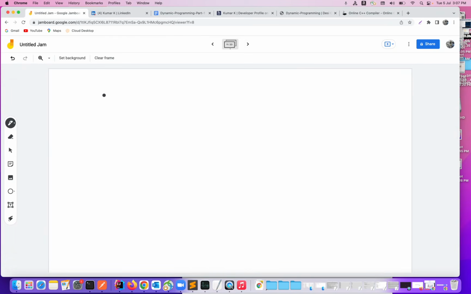Say the array is simple now: 1, 2, 1, 1, 3, 5, things like that. Now the first step is clear. I make the DP array of size 6.